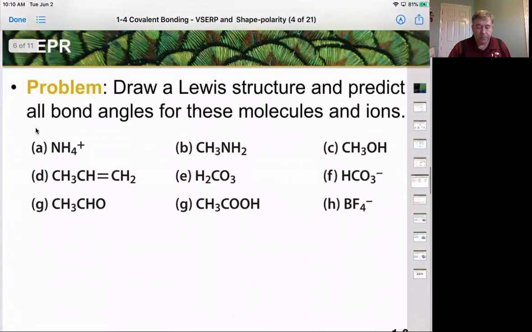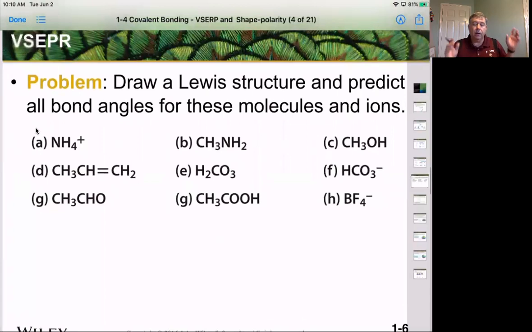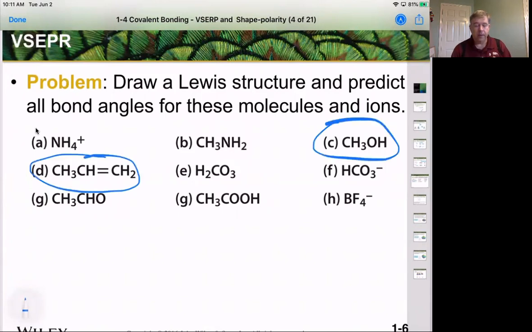Okay, so let's use our valence shell electron pair repulsion theory and draw our Lewis dot structure and then predict our bond angles. I'm going to do 2 of these and then I want you to go ahead and do the other ones on your own, okay? So I'm going to randomly pick this one and this one right here. Okay, so let's start with this one.